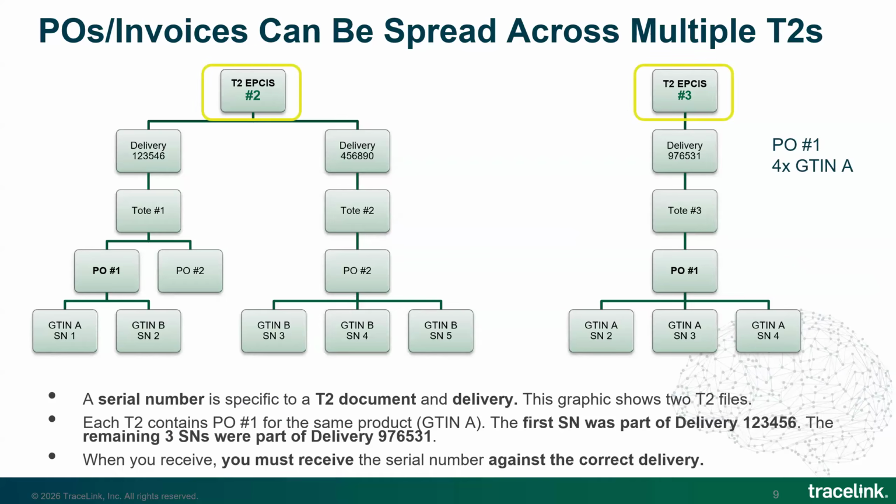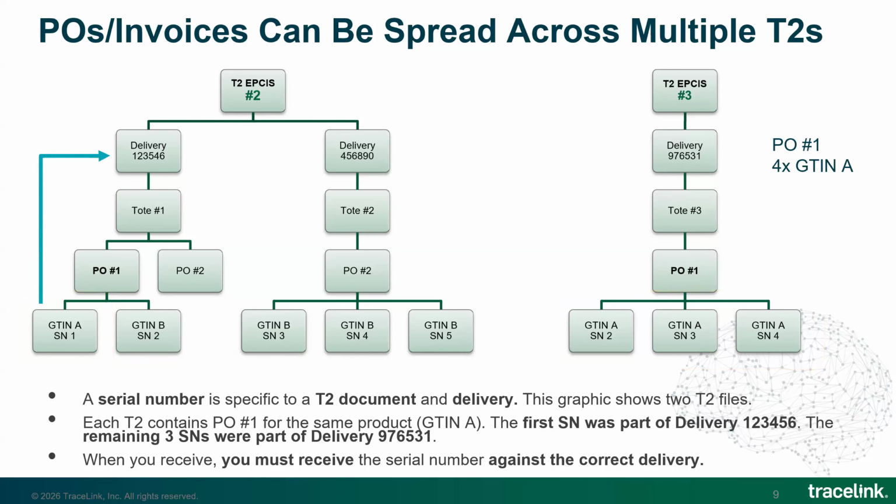And then, for this T2, as an example, we have PO number 1, and there should be 4 of, we'll call it GTIN A, to keep it simple. So then I have my 2 POs on each delivery, and then these are my GTINs. And you can see that these are spread out across 2 different T2s. So when you receive, you want to make sure you're receiving against the right one.